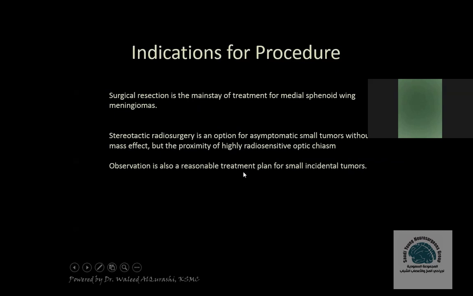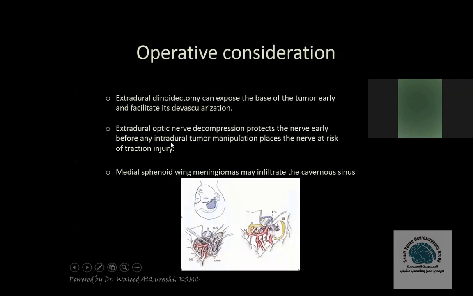So for the indication for procedure, surgical resection is usually the mainstay of treatment of medial sphenoid meningioma. Stereotactic radiosurgery is an option for small asymptomatic tumors without mass effect and distant from the optic chiasm. And observation is also a reasonable treatment plan for small incidental tumors. For the operative considerations, usually the extradural clinoidectomy can expose the base of the tumor and facilitate its devascularization. Extradural optic nerve decompression protects the nerve early before intradural tumor manipulation. And medial sphenoid meningioma may infiltrate the cavernous sinus.